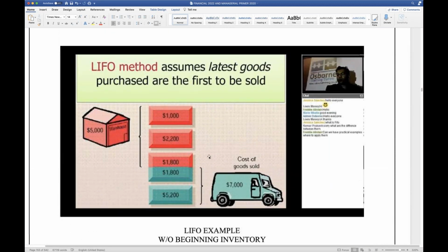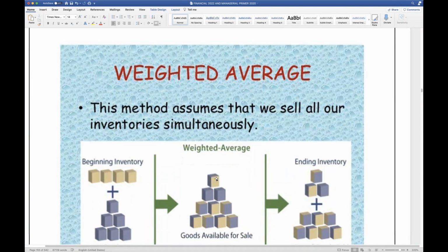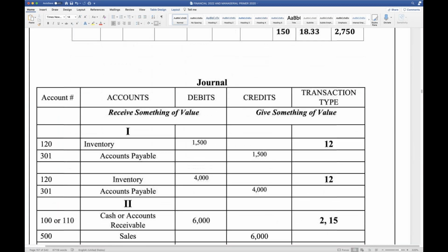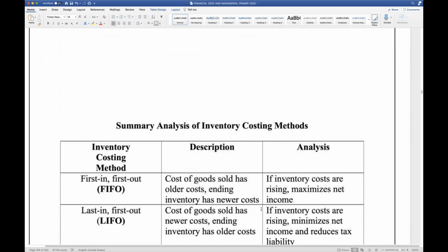But before we get there, on Tuesday, before we get to inventory, we'll finish up on receivables.